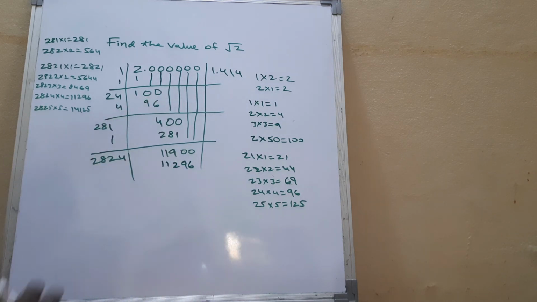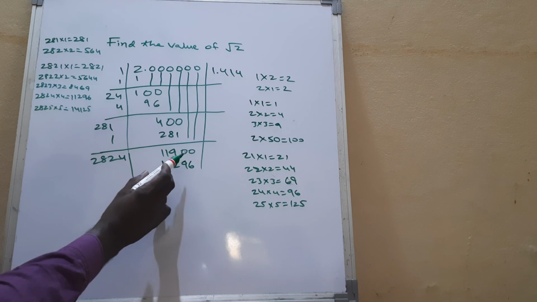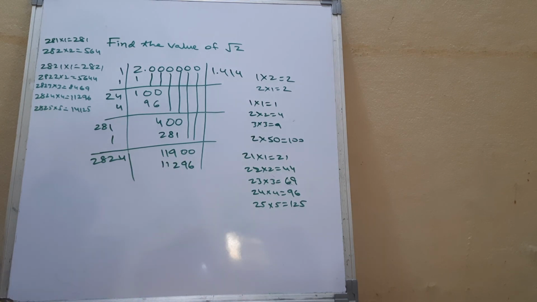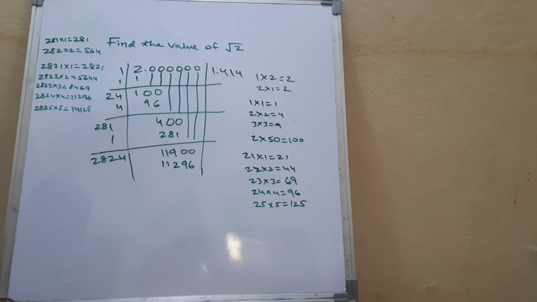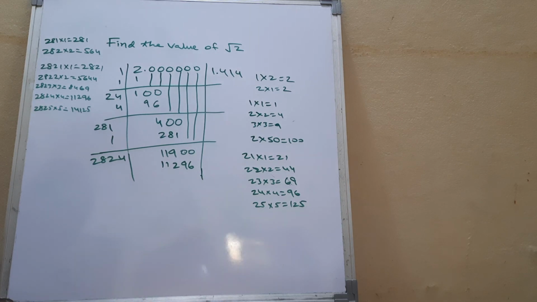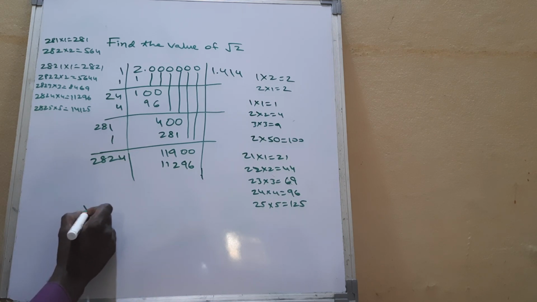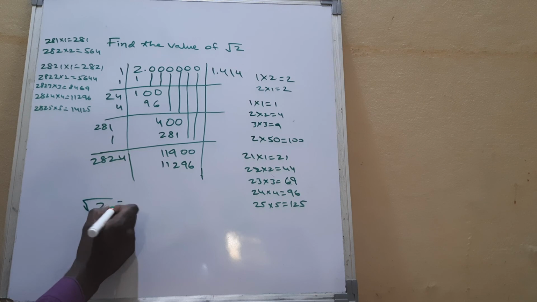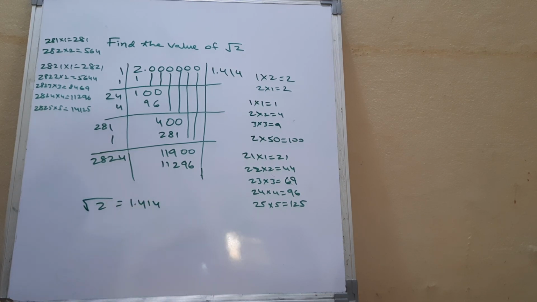Here the 6 zeros are completed. We take in the 6 zeros: here 2 zeros, here 2 zeros, and here 2 zeros. Total 6 zeros completed. So now we don't need to multiply and we don't need to subtract. So the number we got is the answer. What is the value of root 2? Therefore, root 2 is equal to 1.414. This is the value of root 2.